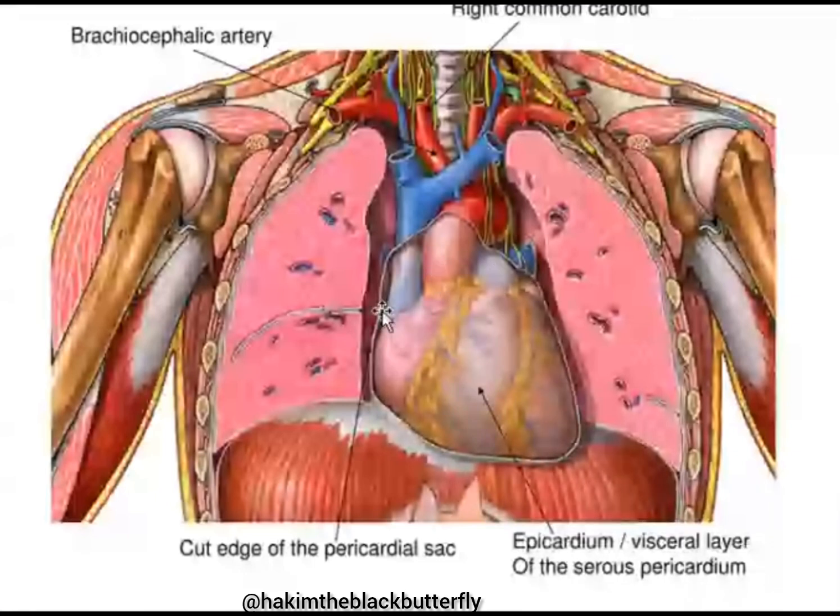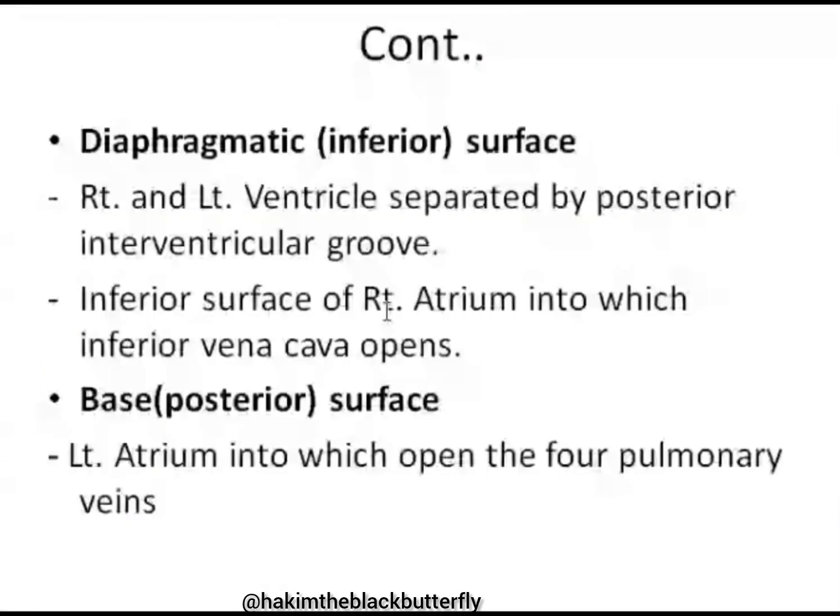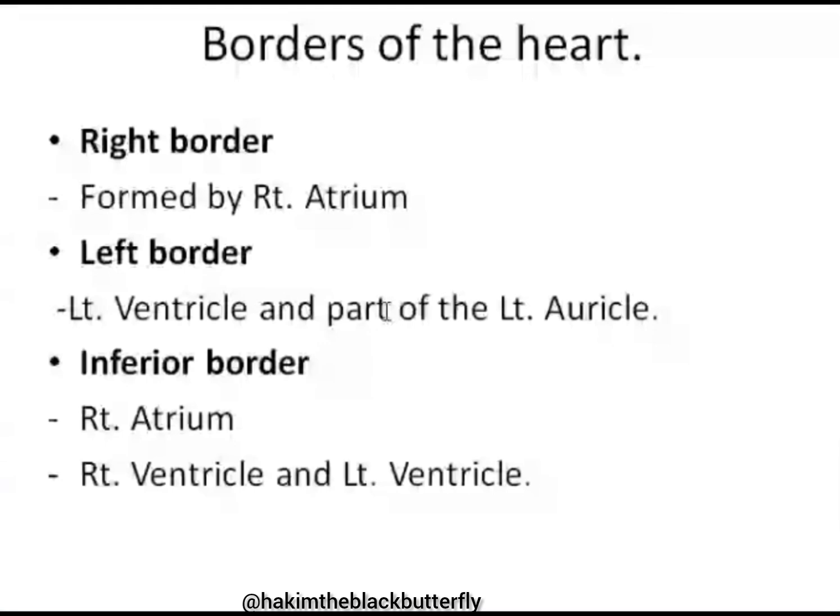So we have finished the borders also. Right border, right atrium. Inferior border, right atrium, right ventricle, left ventricle. Left border, left ventricle and left auricle. Superior border, roots of great vessels. Those are the borders or boundaries of the heart. And the borders, I've mentioned them and what forms them.